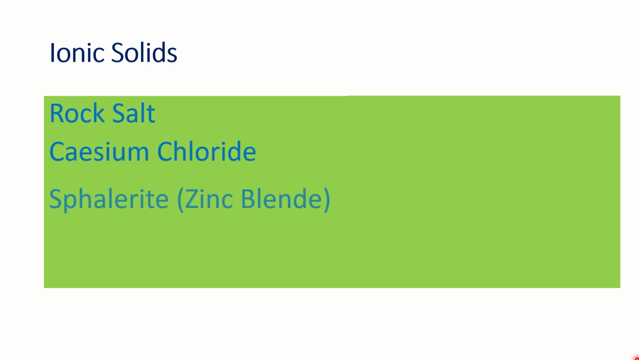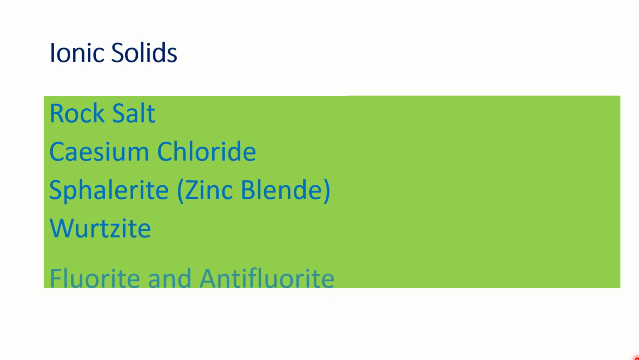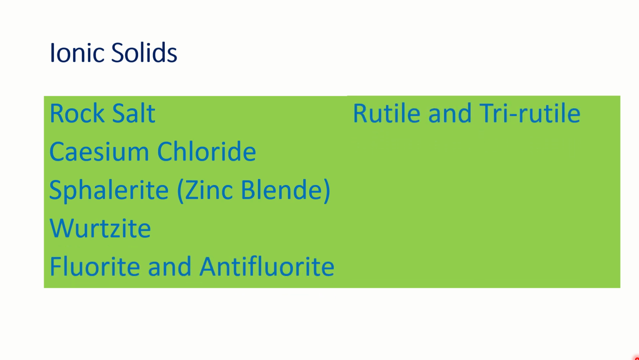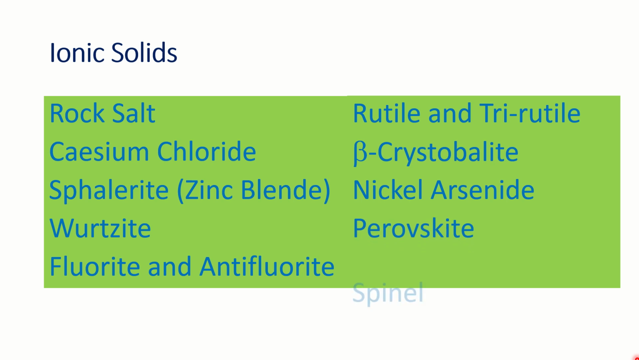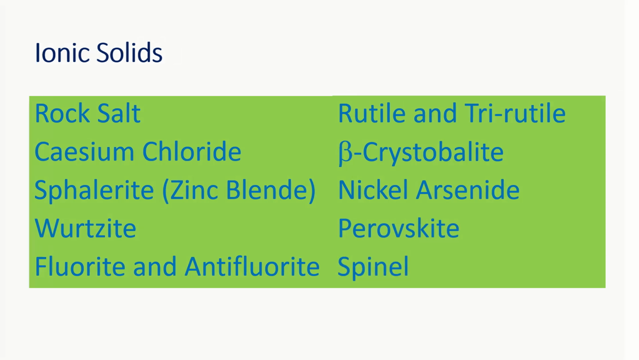Now, ionic solids are actually some inorganic salts, which are made up of metallic cations and non-metallic anions, and they follow some particular crystal structures such as rock salt, caesium chloride, sphalerite or zinc blende, wurtzite, fluorite and antifluorite, rutile and trirutile, beta cristobalite, nickel arsenide, perovskite, and finally spinel. So let's start with rock salt.